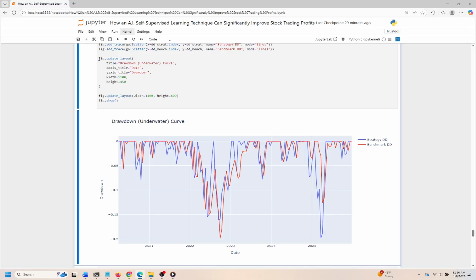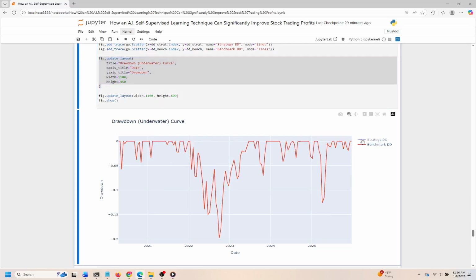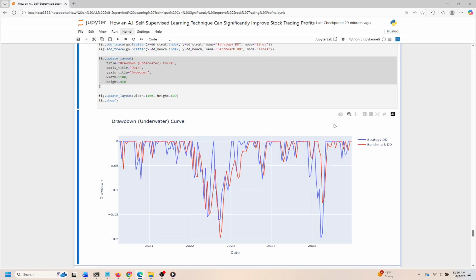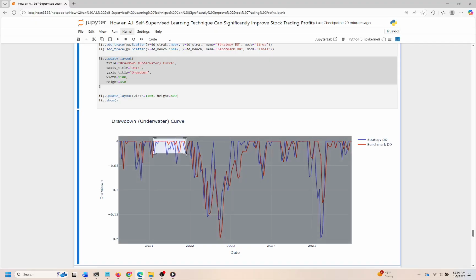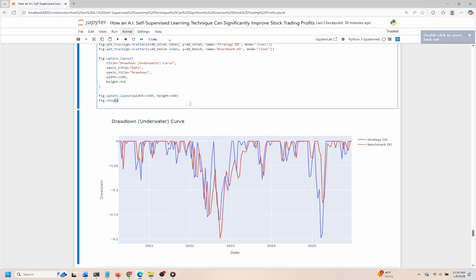Following the calculations, we move into the visualization stage. A figure is created using Plotly, where we add two traces. One represents the drawdown for our strategy and the other for the benchmark. This allows us to visually inspect and compare the drawdown curves over time, offering an intuitive grasp of performance relative to the benchmark. The layout for the figure is also carefully configured, with titles for the axes and the main plot, ensuring that readers can easily interpret the information being presented.